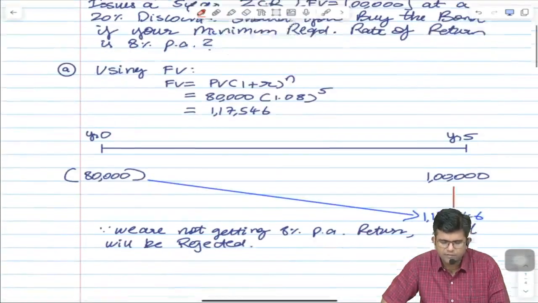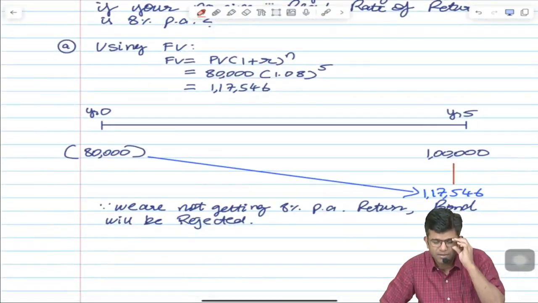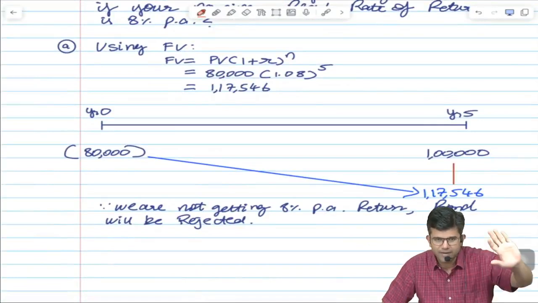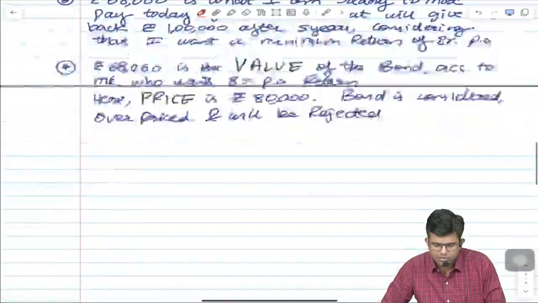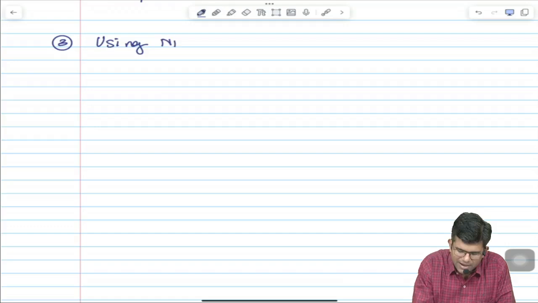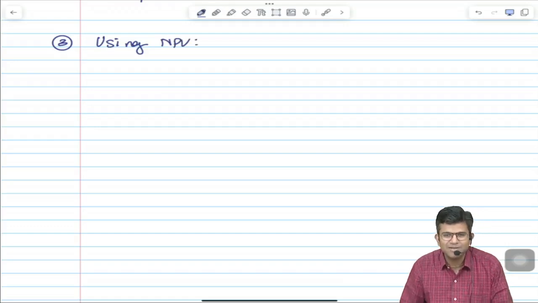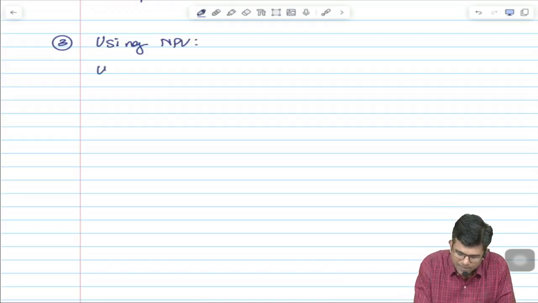Now I've got one more way. The first way of understanding whether a bond should be accepted or not is using FV. The second way is we saw using PV. Now the third way I'll teach you, is using NPV. Oh yes, you remember this NPV? So what is NPV?